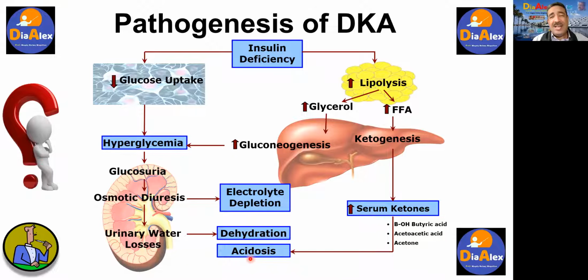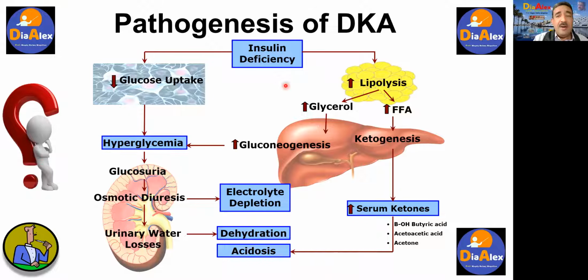So again, insulin deficiency will lead to increased lipolysis. This will increase the level of glycerol and the free fatty acids. Excess of glycerol in the liver through a process of gluconeogenesis will lead to formation of glucose, adding to the hyperglycemia. And the excess of free fatty acids in the liver through ketogenesis or beta oxidation will form excess of ketones. Ketone bodies are just acids, so excess of ketones will lead to metabolic acidosis.